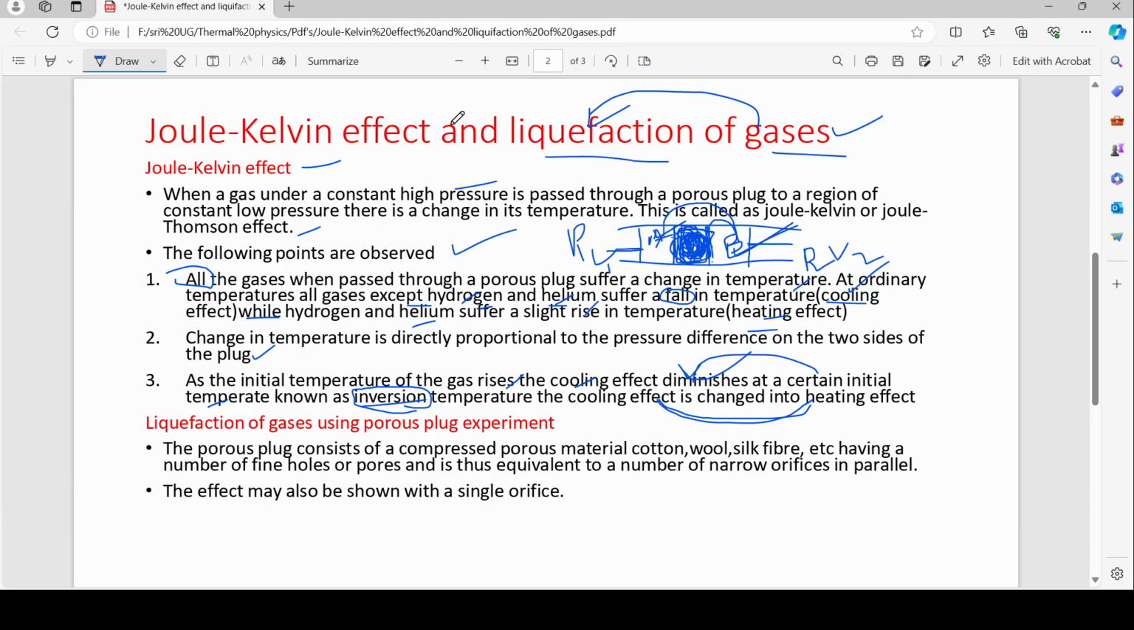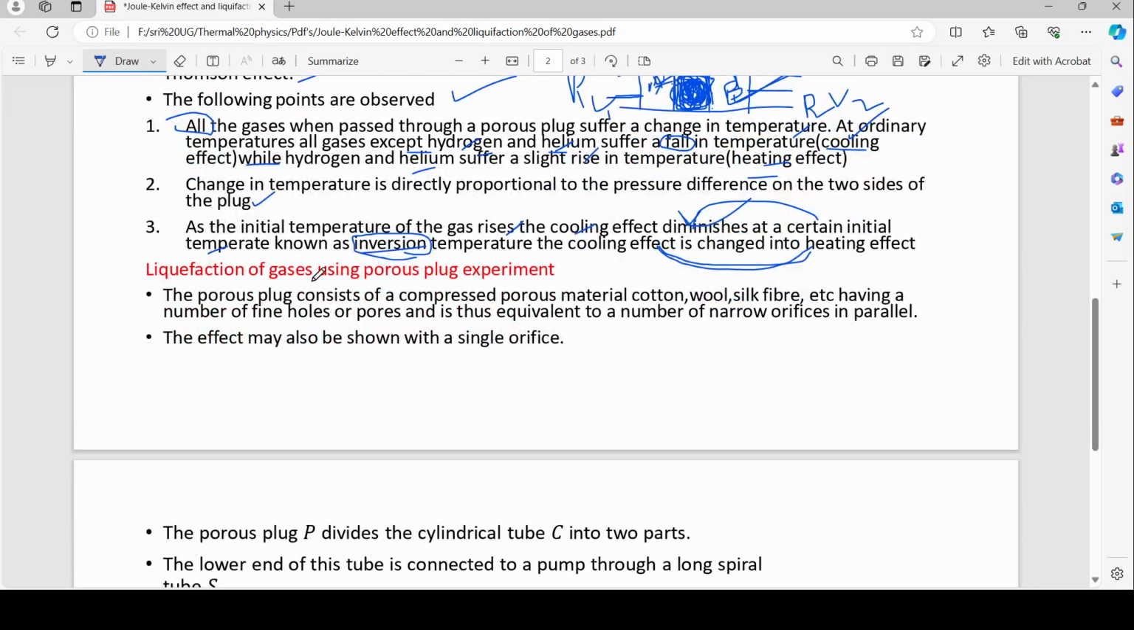Okay friends, so this is the Joule-Kelvin effect. Next, liquefaction of gases using the porous plug experiment.